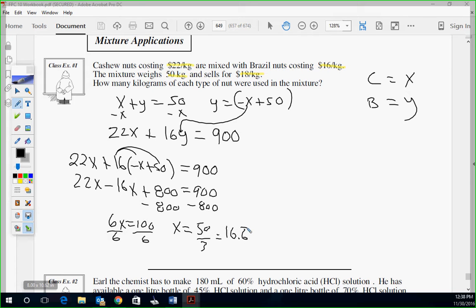So what does that represent? The amount of cashews. Good job. So there's 16.6 kilograms of cashews. Sorry, American influence.